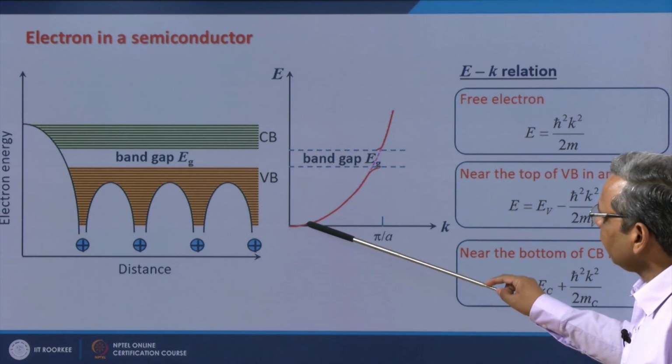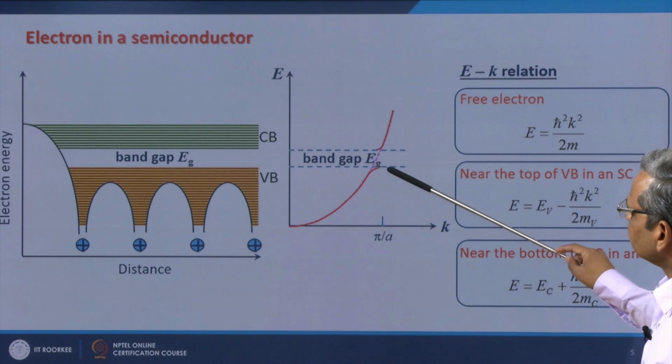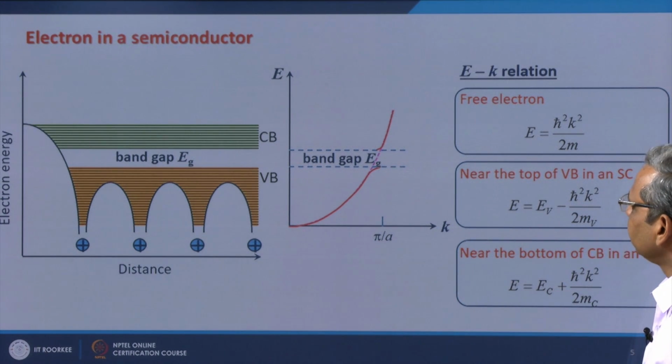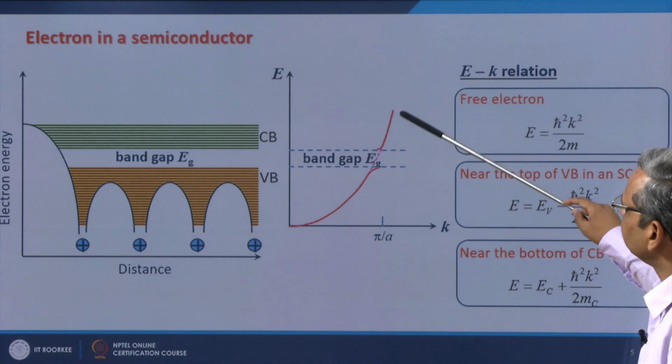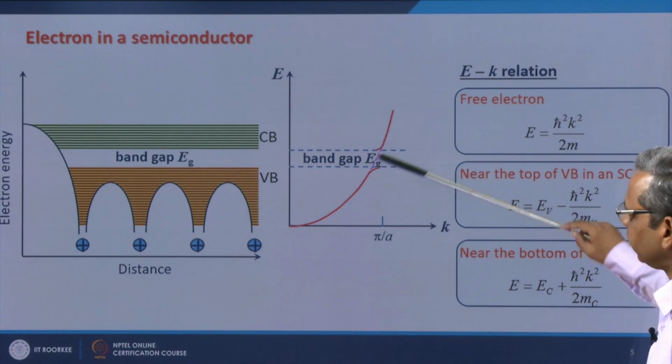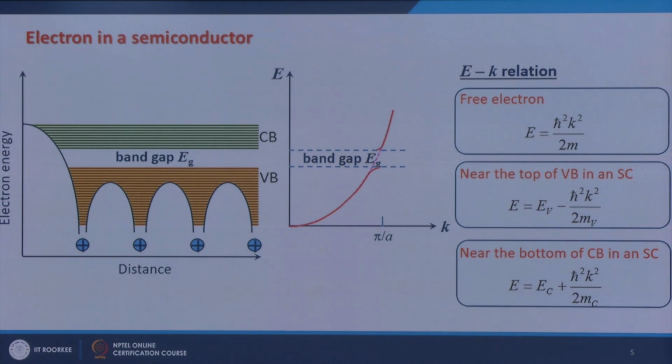So, you have energies here in the valence band and the energies here in the conduction band, and in between there is a break. The electron cannot have any energy. So, this is the band gap.